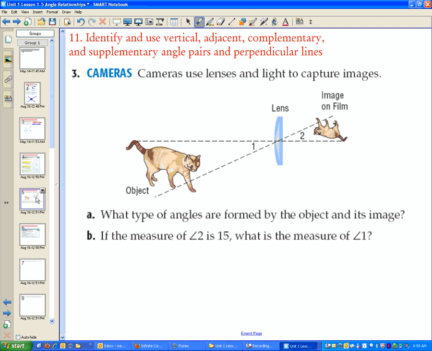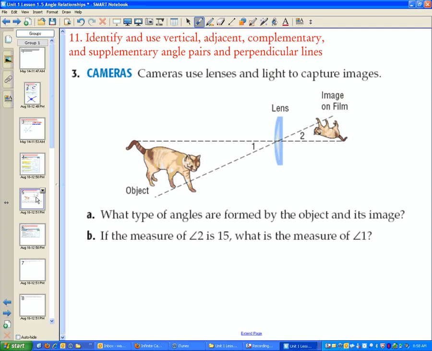Cameras have lenses and light to capture images. Believe it or not, cameras used to have film in them. They did. They had film. I think digital cameras are just magic. Film, I understand. Digital cameras, just magic.